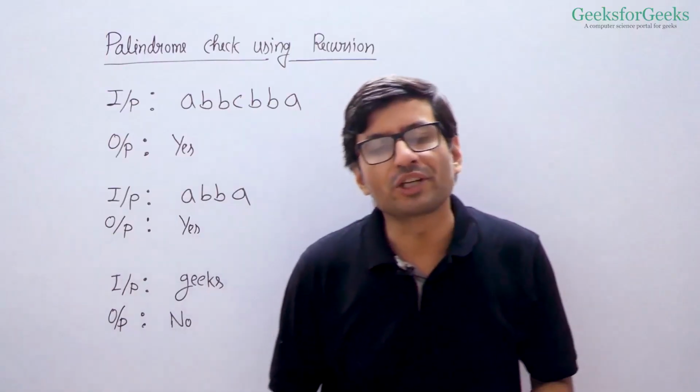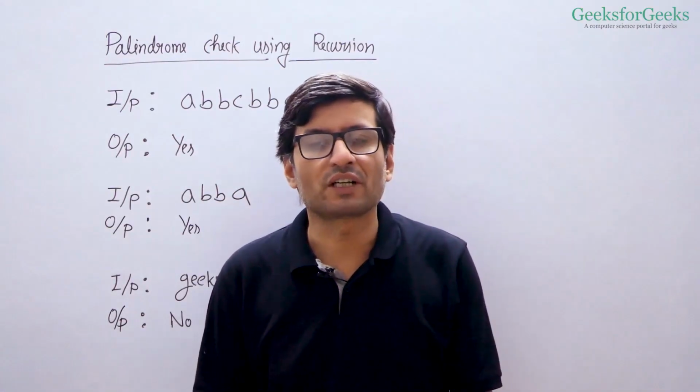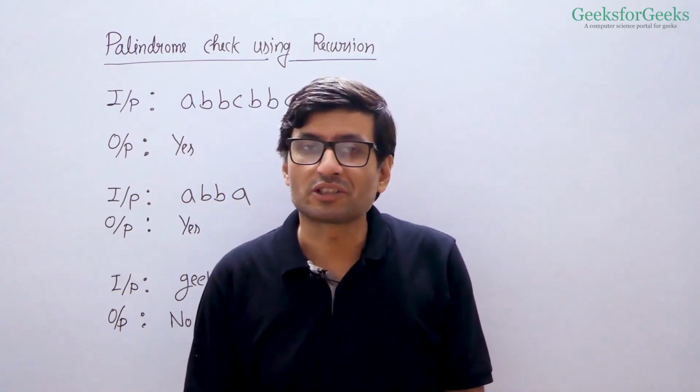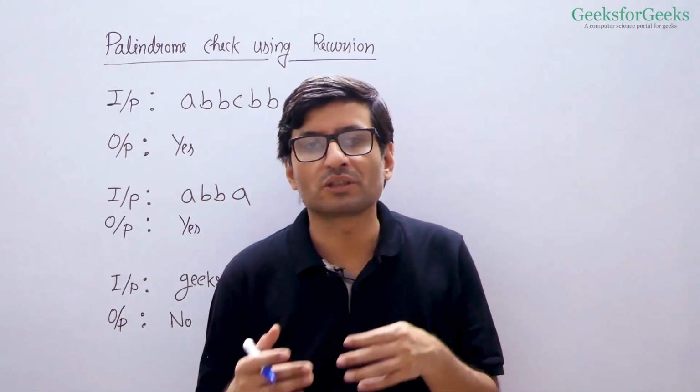Now please pause this video and try to write down a function that takes a string as an argument. This function is recursive and returns true if the string is palindrome, otherwise returns false.